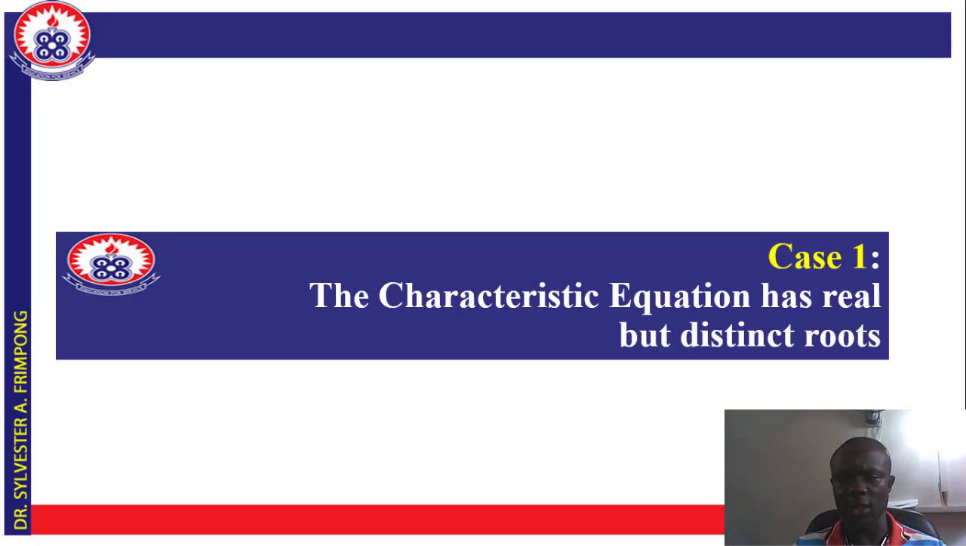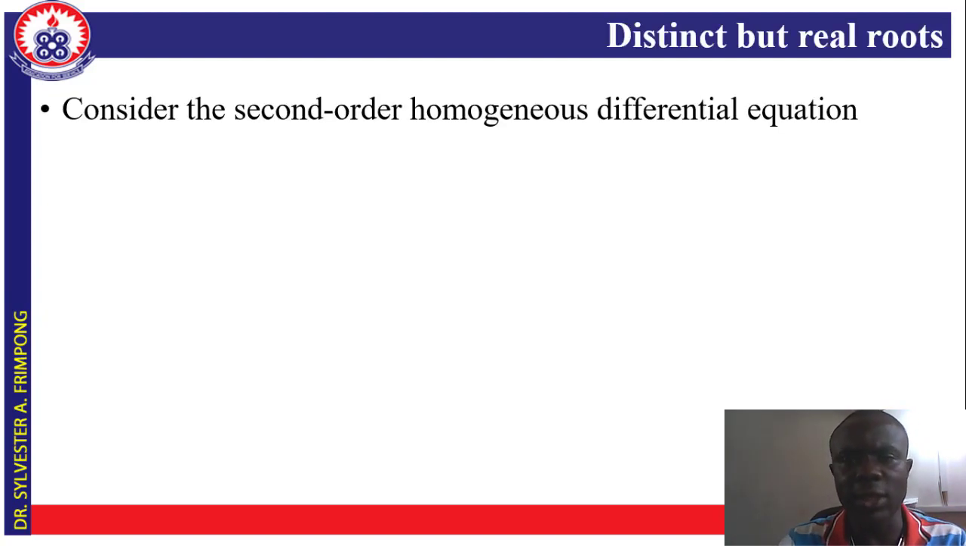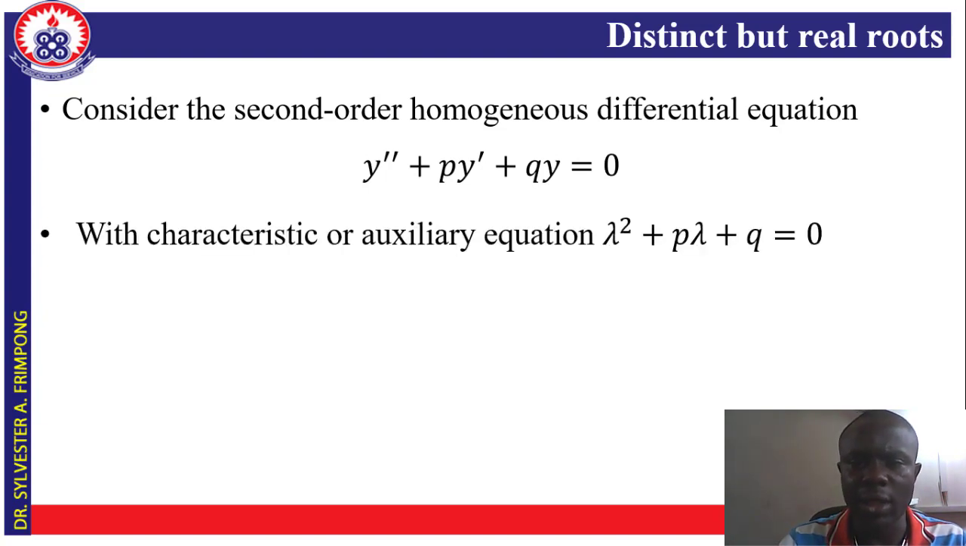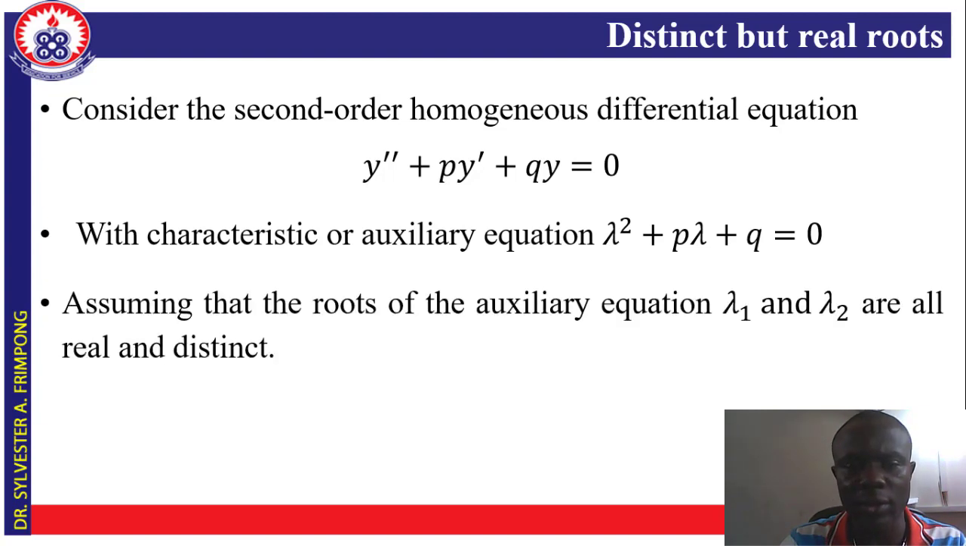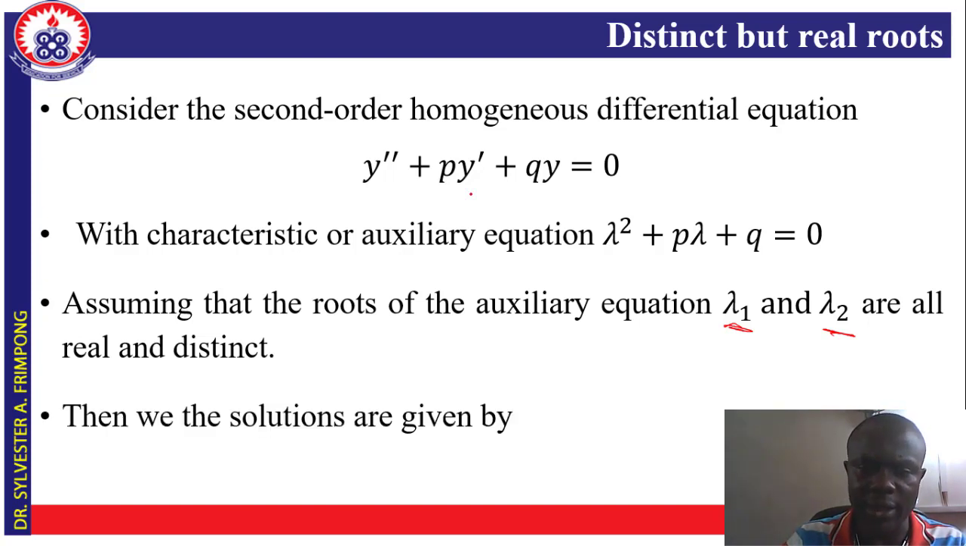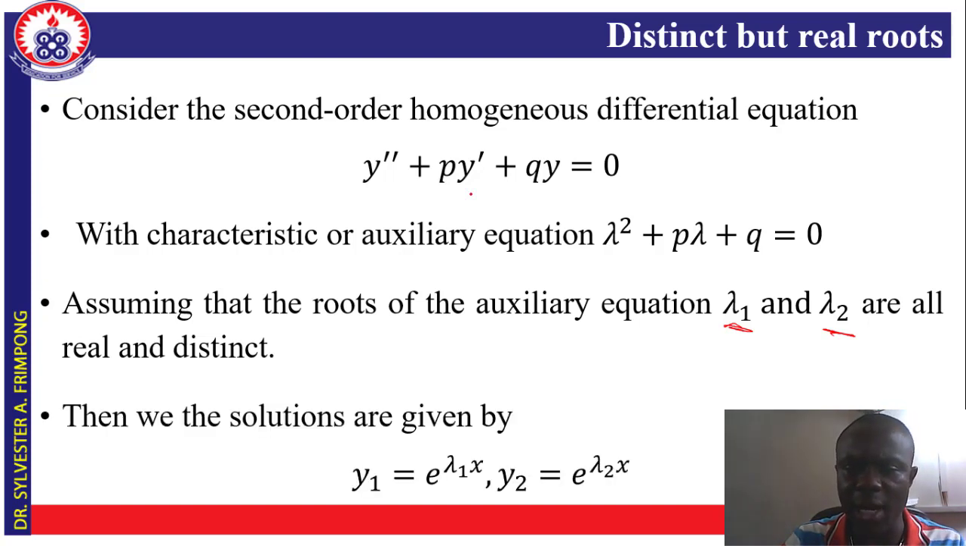The first case we want to take a look at is when the characteristic equation has real but distinct roots. So let's consider the second order homogeneous differential equation of this form, which has a characteristic equation of lambda squared plus p lambda plus q equal to 0. If we assume that the roots of this characteristic equation are lambda 1 and lambda 2, and they are real and distinct, then the solutions are given by y1 is e raised to the power lambda 1 x and y2 is e raised to the power lambda 2 x. So these become the independent solutions.